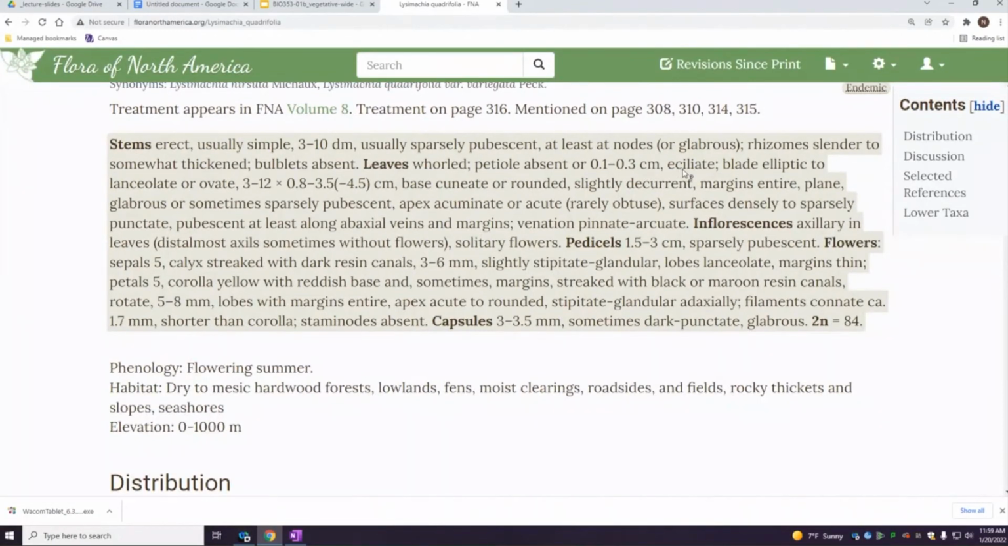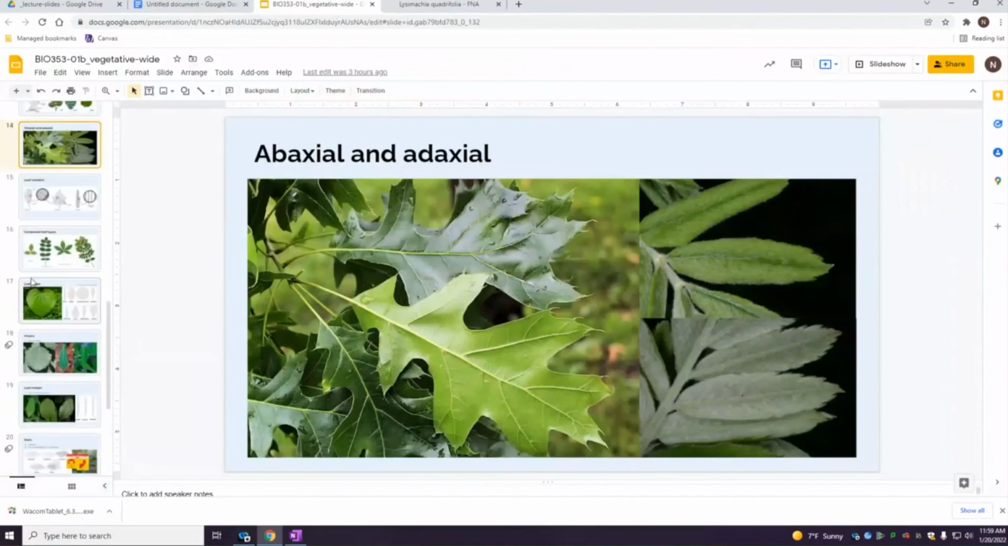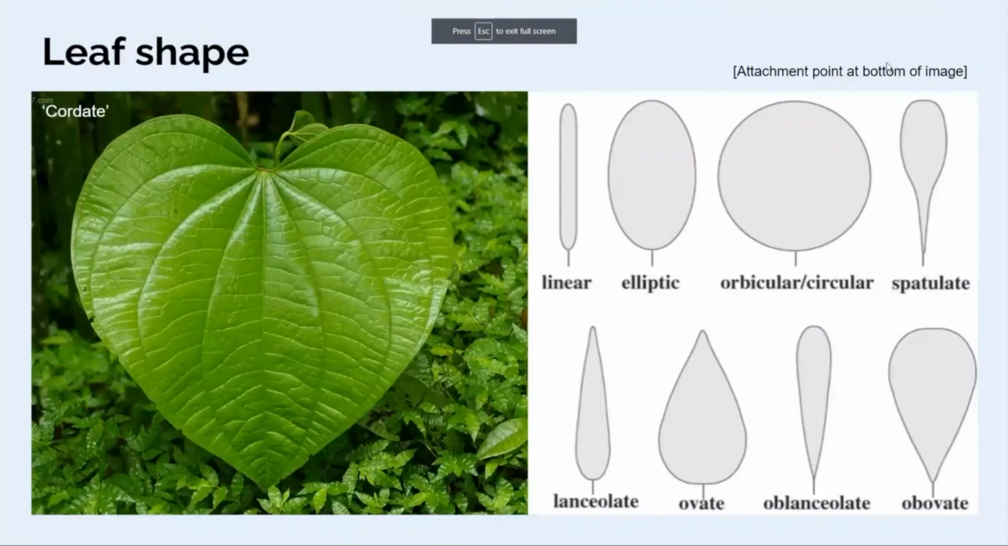Eciliate, the E in there says it doesn't have these ciliate hairs. That might be hard to get without a dictionary. Blade, elliptic to lanceolate or ovate. Jump ahead to shapes. So elliptic to lanceolate to ovate. Lots and lots of terms people use for leaf shape. These are a little bit geometrical terms you might be familiar with from before.